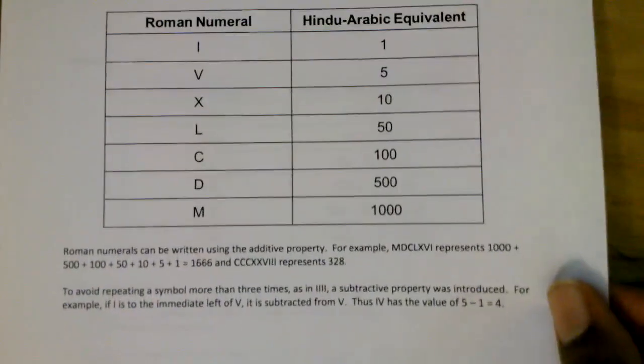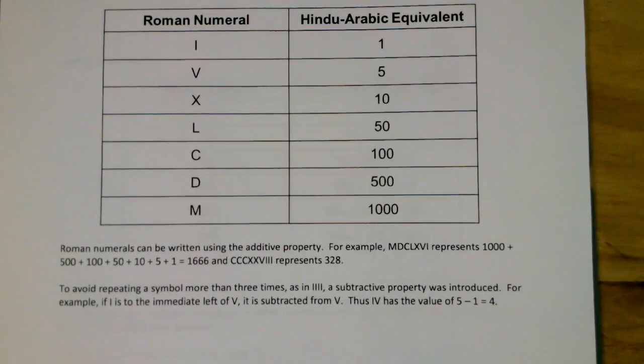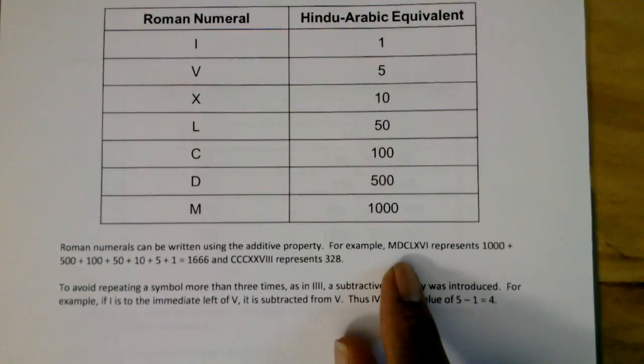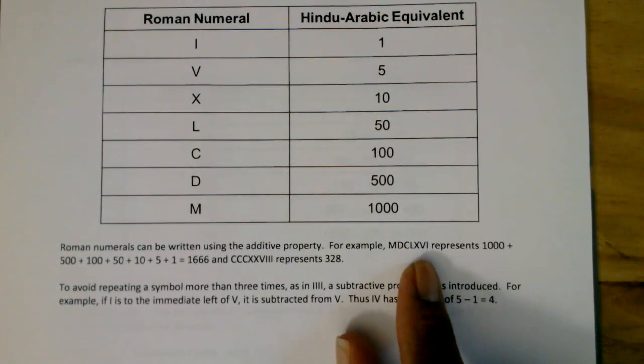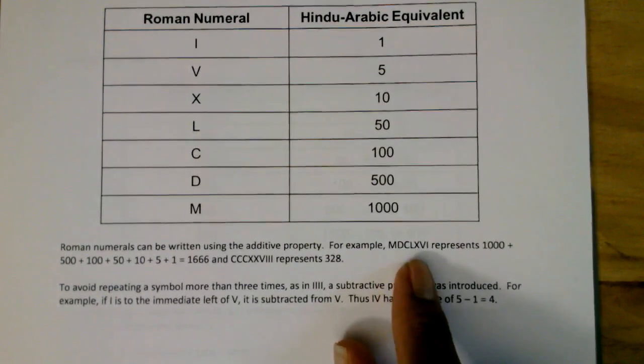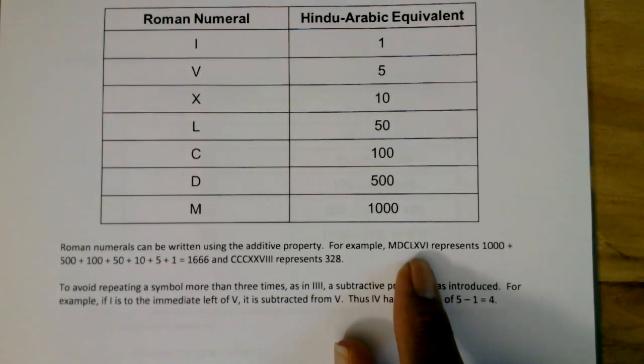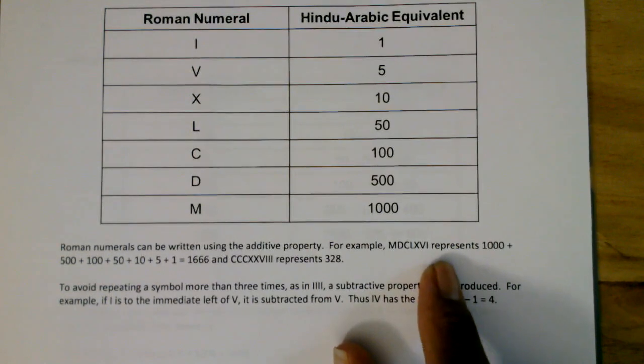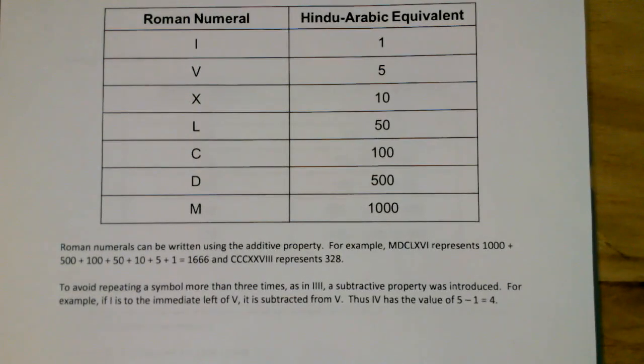Okay. So here, Roman numerals can be written using the additive property. For example, if I have MDCLXVI, it represents this. The M is 1,000, D is 500, C is 100, L is 50, X is 10, V is 5, and I is 1. So if you add 1,000, 500, 100, 50, 10, 5, and 1 together, you'll end up with 1,666.